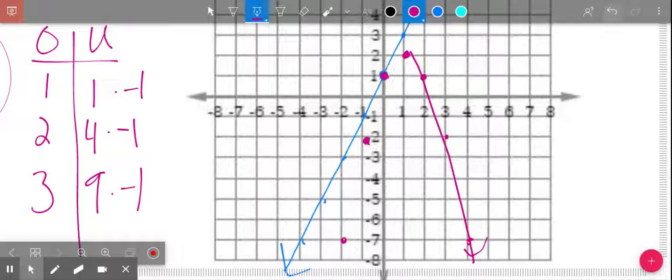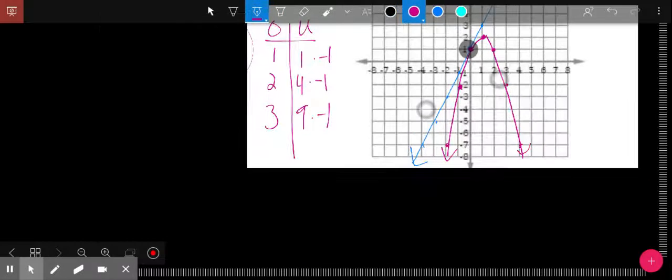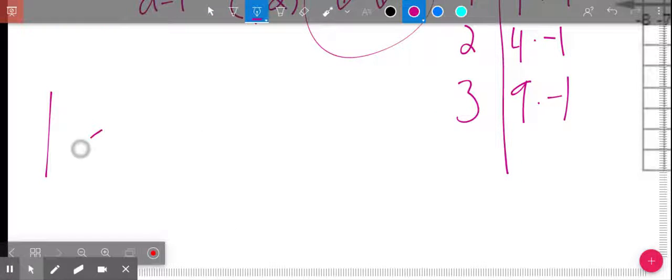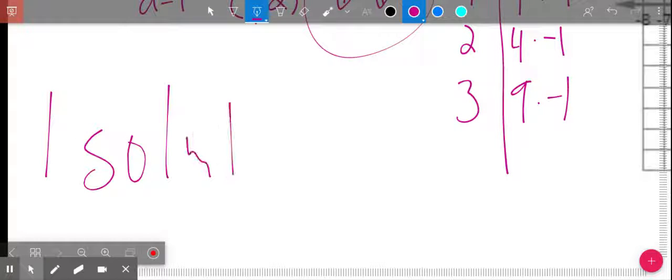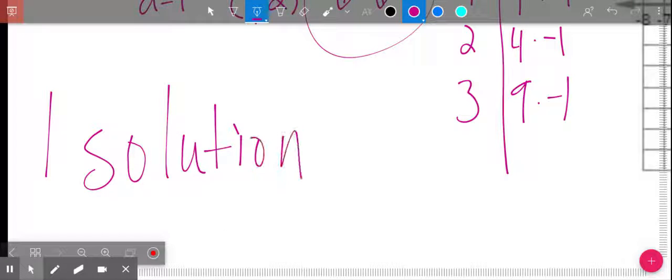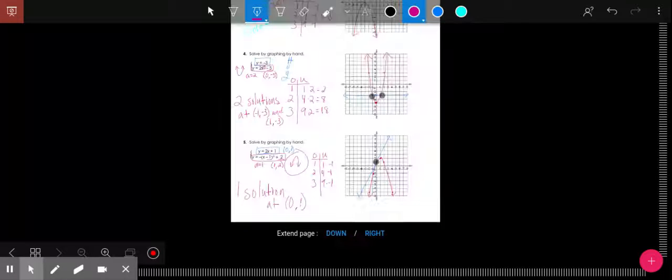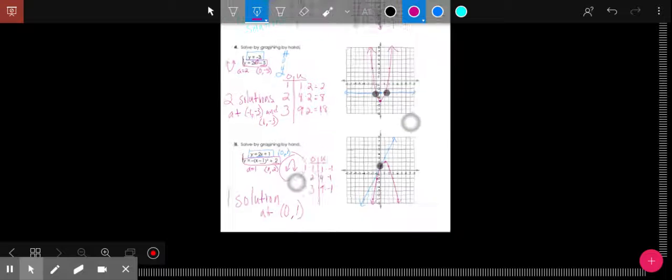Oops, totally missed the point. All right, and these have one intersection right there at (0, 1). So we're going to say one solution. One solution. Oops, that was ugly. At (0, 1). All right, if you have any questions, please make sure you're asking your algebra teacher.